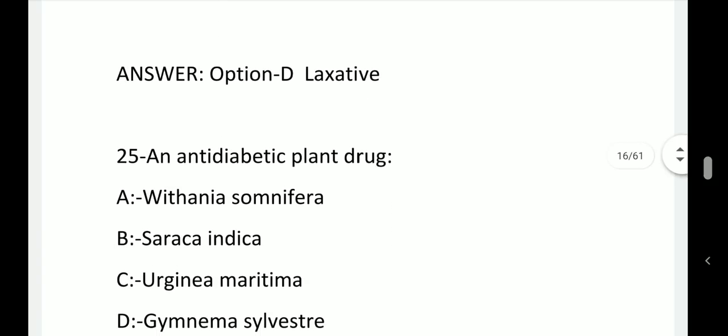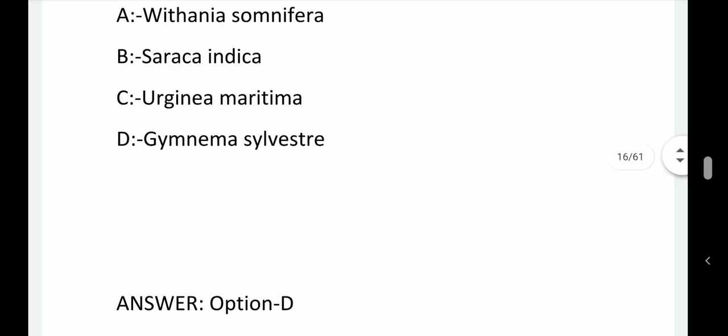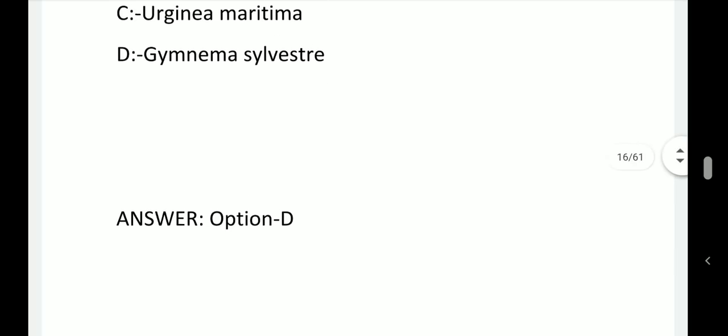Question number 25. An anti-diabetic plant drug. Option A, Withania somnifera. Option B, Saraca indica. Option C, Urginea maritima. Option D, Gymnema sylvestre. Answer is option D, Gymnema sylvestre.